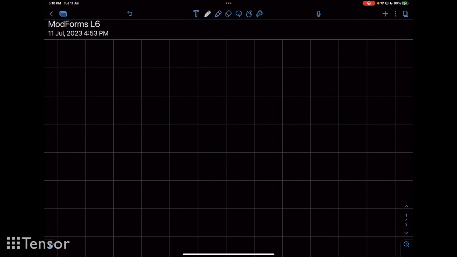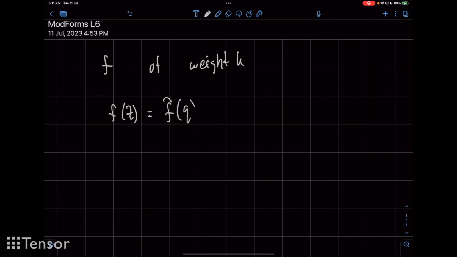So last time we proved the convergence of Eisenstein series, and then we've seen that to each modular form there is a q-series expansion attached with it. So let's say if f is a modular form of weight k, then we've seen that we can write the function f of z as f tilde of q, which is a series a_n q^n, where n runs from 0 to infinity. And the coefficients a_n are called the Fourier coefficients.